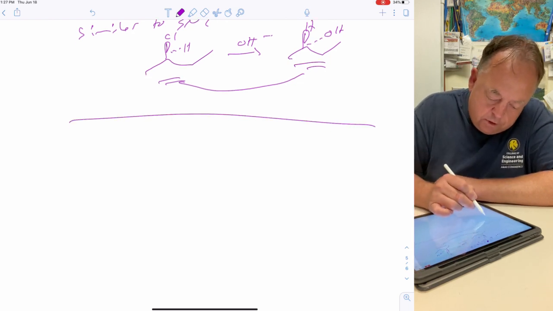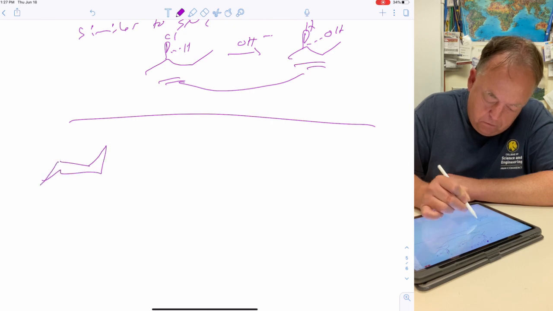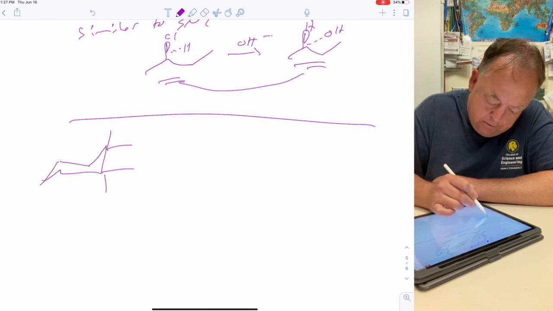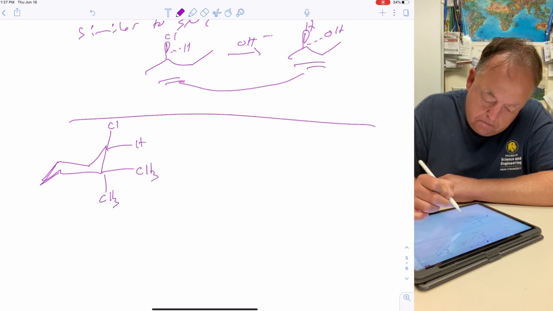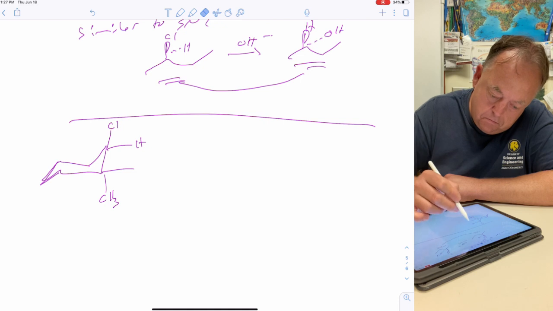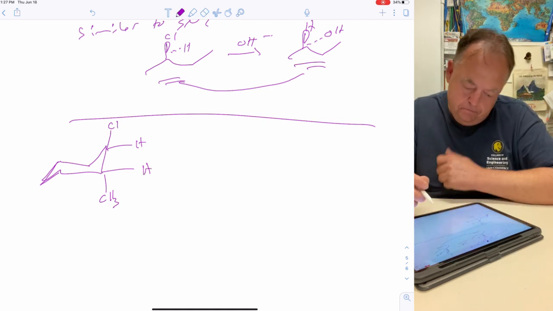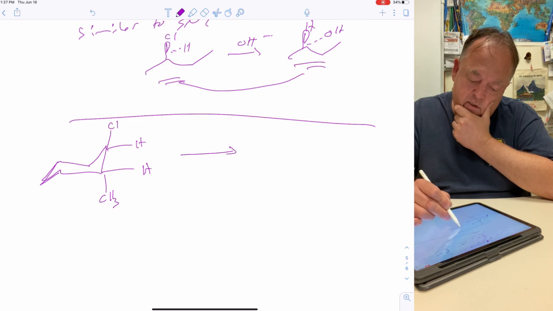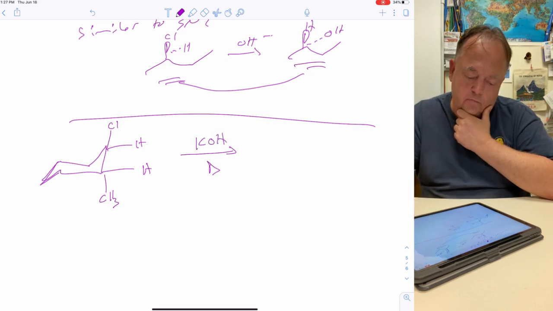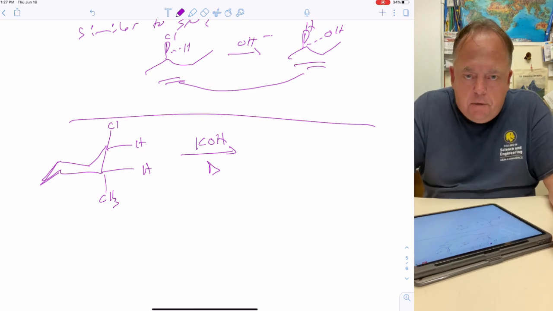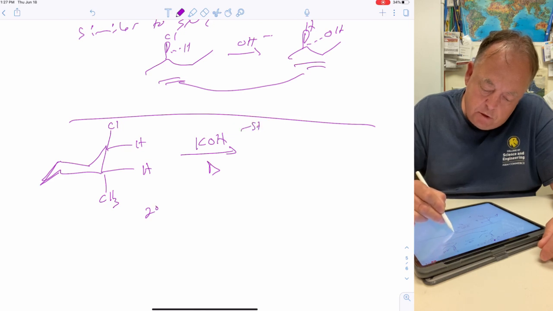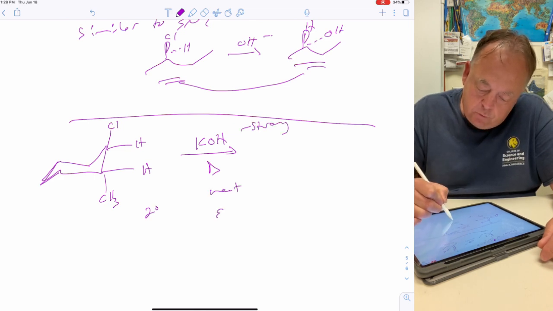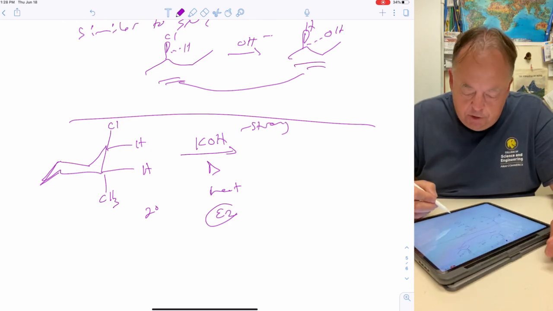Okay, so let's take one more example to illustrate this. Okay, so Cl is there, H is there. Okay, so if we did this reaction, how many places are there to put a double bond? So this is an E2 first of all, right? That's secondary, this is a strong base with heat, and that's the recipe for an E2 reaction.